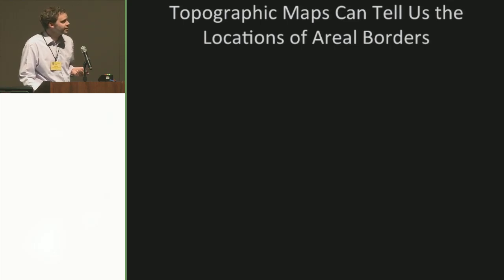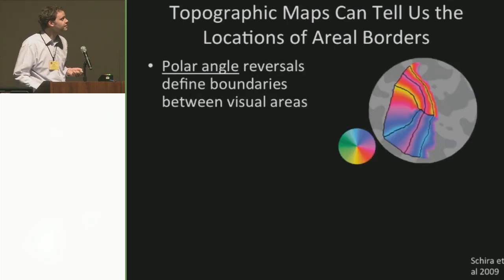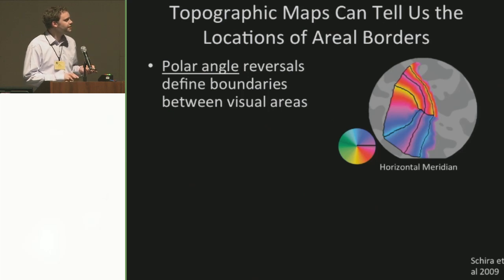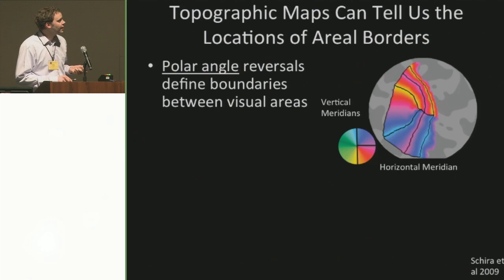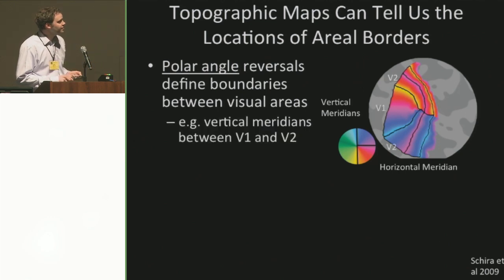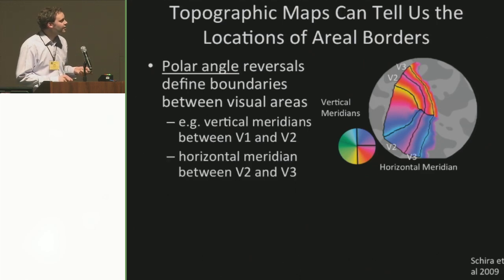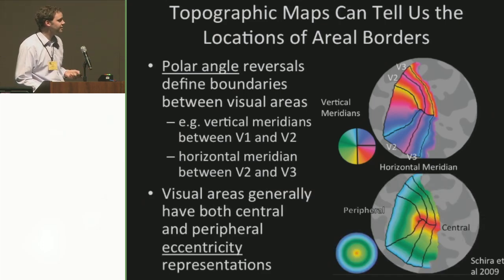So how do we get areal borders out of topographic maps? Well, it turns out that polar angle reversals define boundaries between visual areas. So we've got our horizontal meridian in pink here, and our vertical meridians in cyan and yellow. And the vertical meridians define the boundary between V1 and V2, which we can see very nicely there. The horizontal meridian defines the boundary between V2 and V3, and this pattern continues further, as I'll show you in a second.